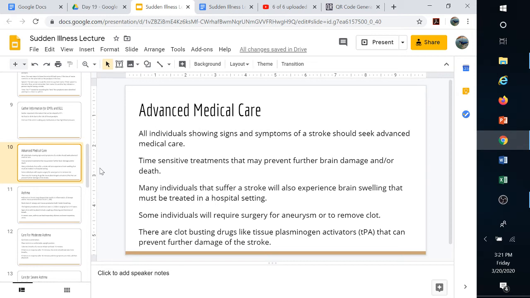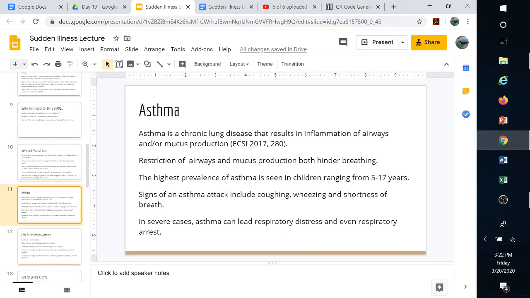So once they get to the hospital, if they've had an aneurysm that led to a hemorrhagic stroke, they're going to have surgery. They may even have to have a clot removed or busted up. And there are some certain clot busting drugs that they can receive to help them get blood flow established back to the brain.